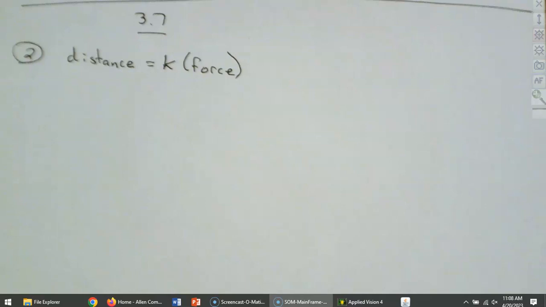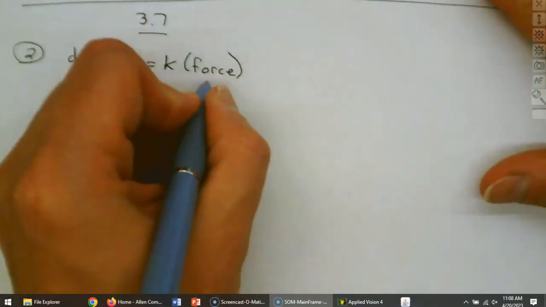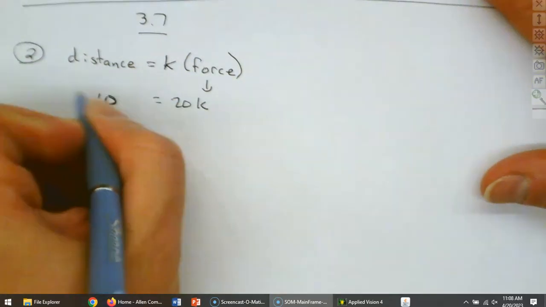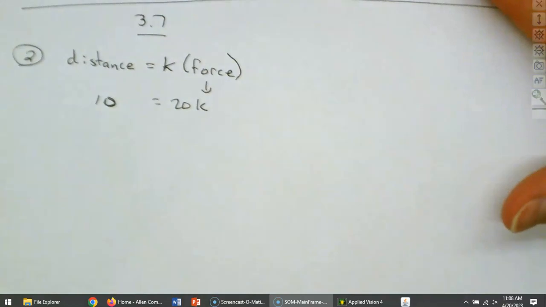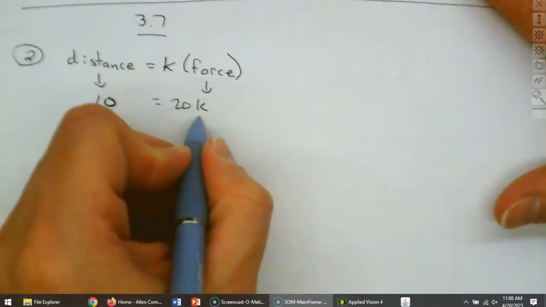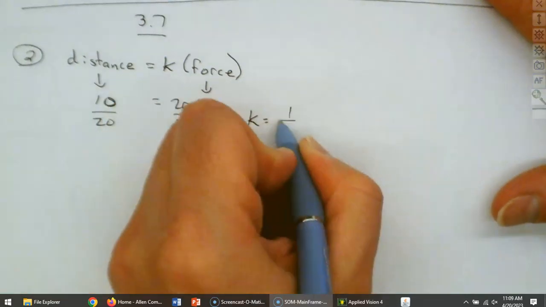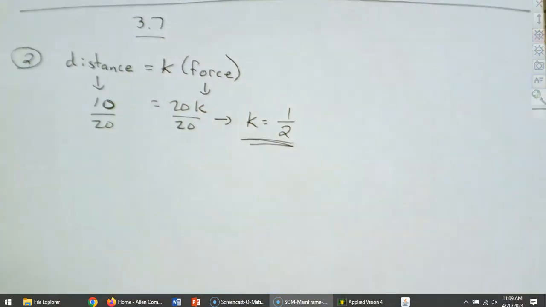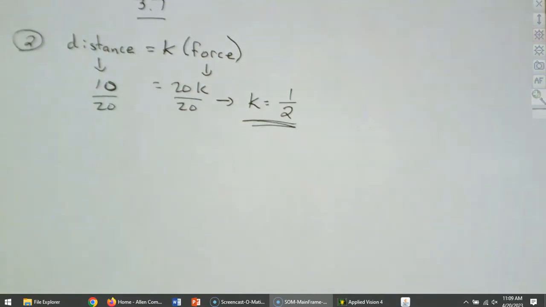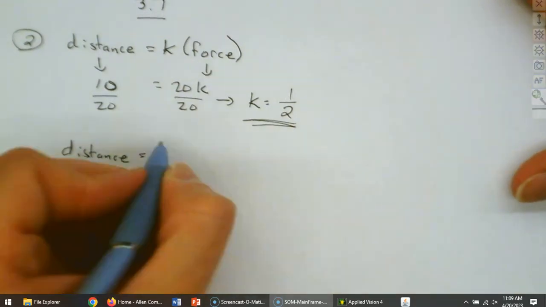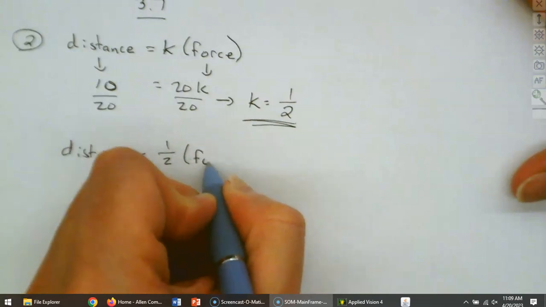What do we have? We have 20 pounds of force stretches it 10 inches. So the force is 20, and the distance it stretches is 10. So distance is 10, force is 20. We'll divide by our 20, and we're going to reduce that down. So that gives us then a K of a half. Okay, is everyone okay with that? So rewriting our formula. Distance equals now 1/2 times the force.